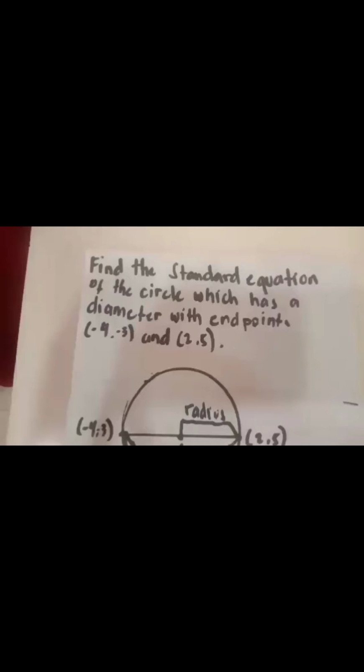Tandaan na sa pagkuha ng standard equation, kailangan lang ay center at radius. Paano nga ba kuhanin ang center at radius? Ang given natin ay 2 endpoint. Paano makuha ang center? Kailangan makuha ang kalahating diameter using midpoint formula. At para makuha naman ang radius, we need to get the distance ng center papunta sa alinman na dalawang endpoint.